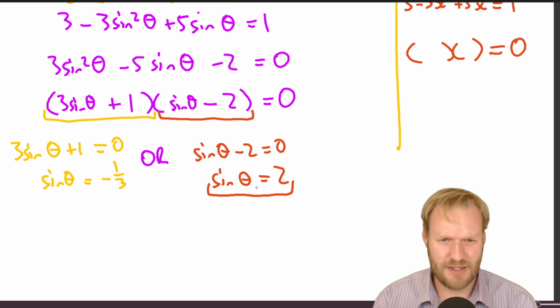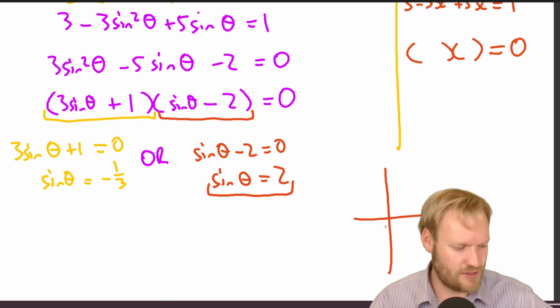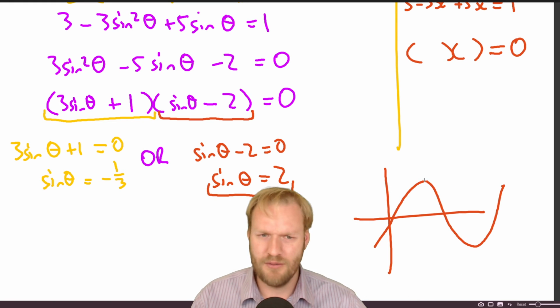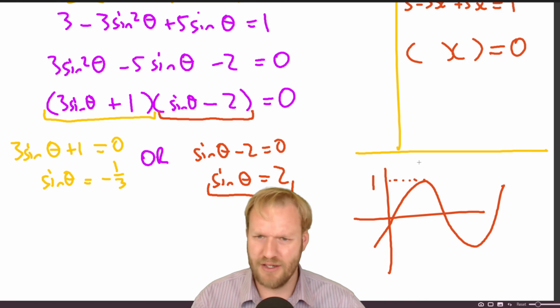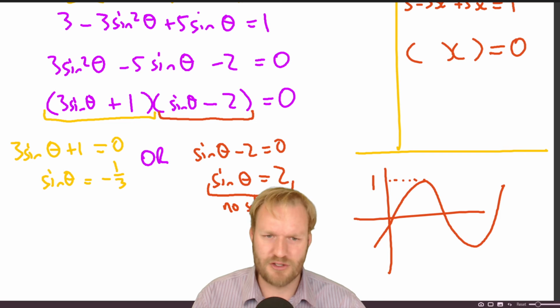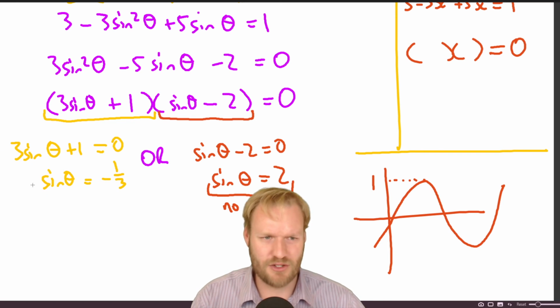Well, sine theta equals 2. Now wait a second. Sine theta looks something like this. But what's the highest point here? Well, it's just 1. So when is sine theta going to be 2? When will it equal 2 up there? Never. So this one's easy. There were no solutions for this part here. So we just had this part to solve.